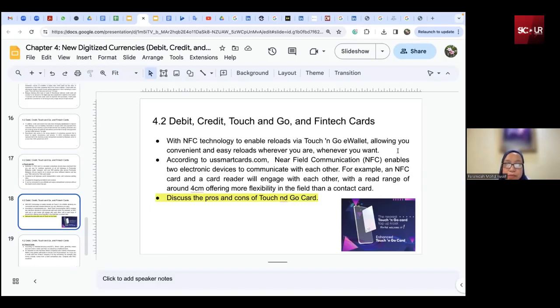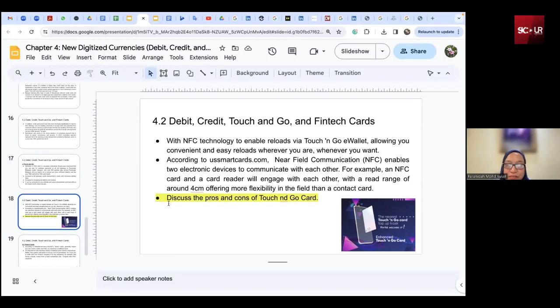Mudahkan. NFC enables two electronic devices to communicate with each other. For example, an NFC card and the card reader will engage with each other. The read range of the card is around 4 cm, offering more flexibility and fit than the contact cards. 4 cm okay lah. Kalau the current card kena touch betul-betul kan? Betul.